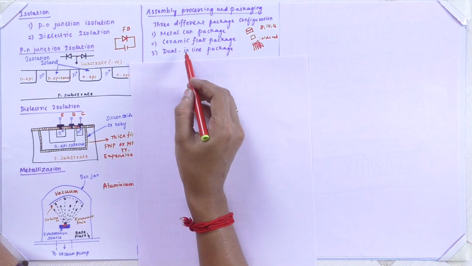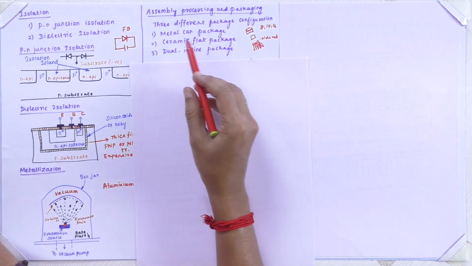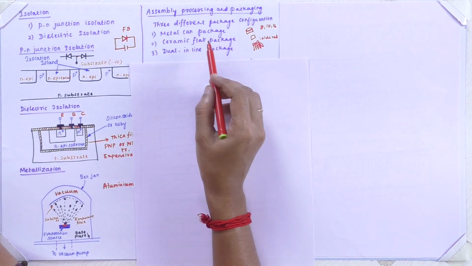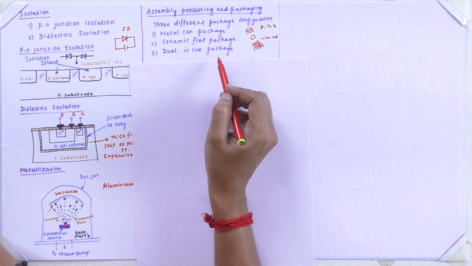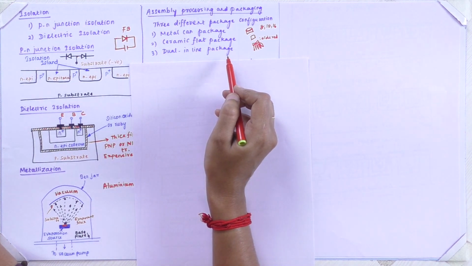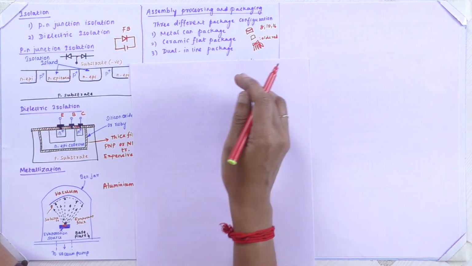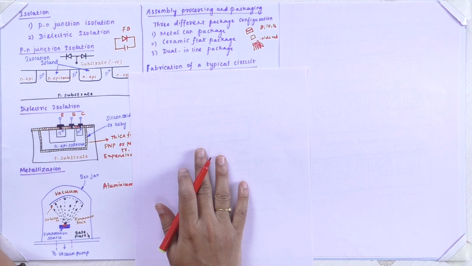The ceramic flat package and dual inline package are more or less similar, and the ceramic flat package is very costly when compared to the dual inline package. In our laboratory purposes we follow dual inline packages, and this may have a plastic molded cover at the top.